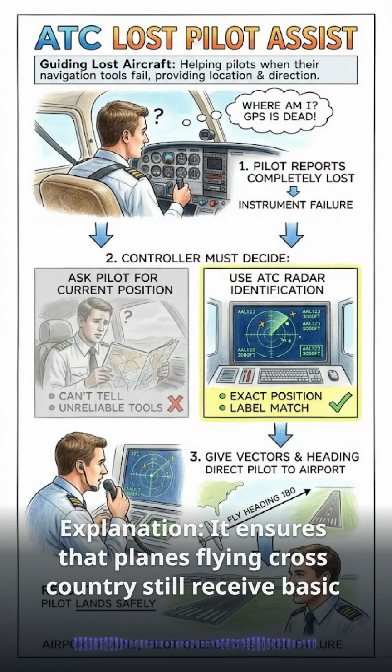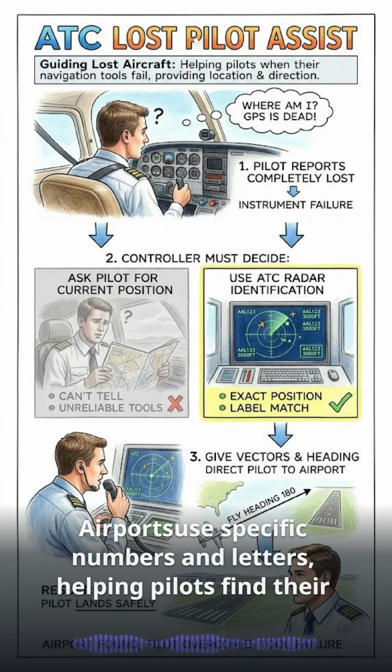Section 2. Today we will learn about airport layouts, which are like big road maps for the flying airplanes. Airports use specific numbers and letters, helping pilots find their way around the ground safely and quickly. Runway numbers are based on compass directions, making it easy for pilots to know their exact heading.